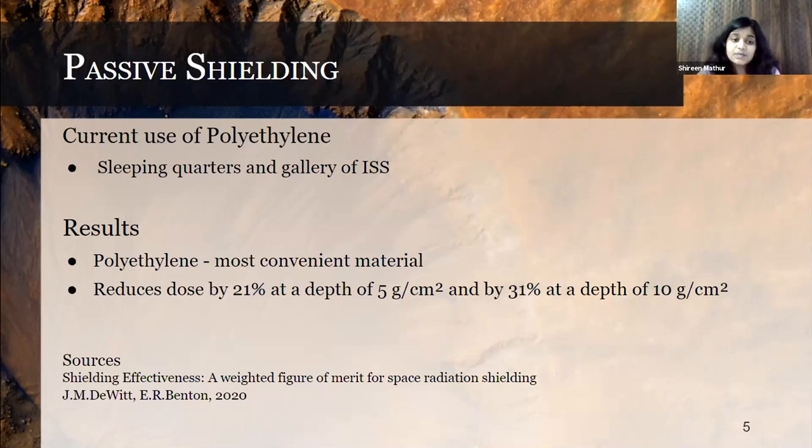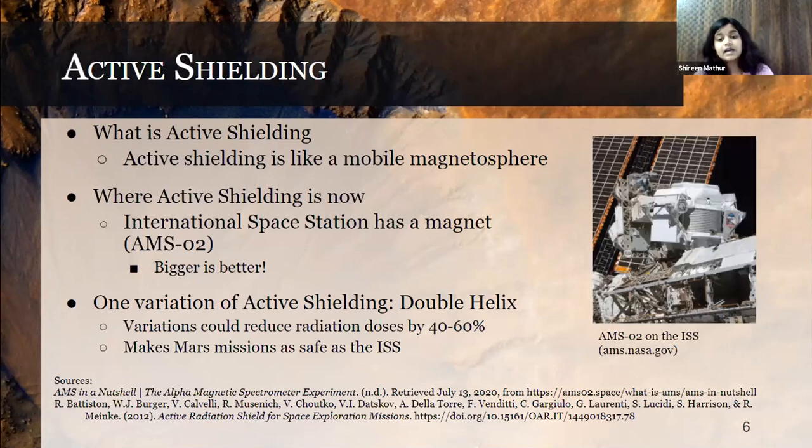Currently, polyethylene is being used in the sleeping quarters as well as the galleys of the International Space Station. Shifting over to active shielding. Active shielding is like a mobile magnetosphere. Currently, on the ISS, we are using a super magnet, namely AMS-02. This magnet is not used to protect from radiation, but currently it is being used to detect the different kinds of radiation that the ISS encounters. One of the variations developed by the AMS collaboration team is the double helix.